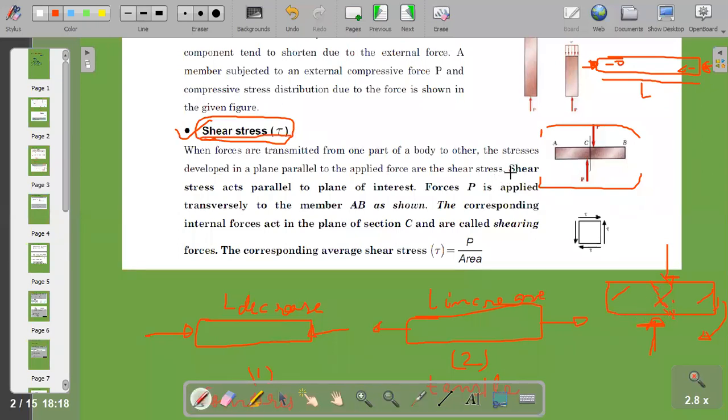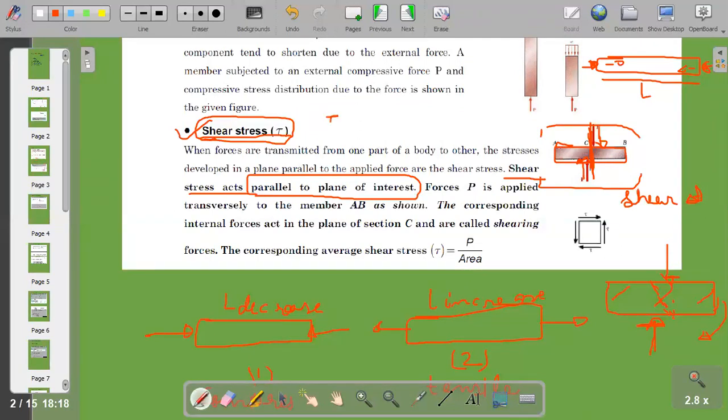Detailed theory is also given in the PDF. Shear stress acts parallel to the plane of intersect. This is the plane of intersect, this is the rod, and the force is directed parallel to the plane of intersect. In this condition, what type of stress is generated? Shear stress.